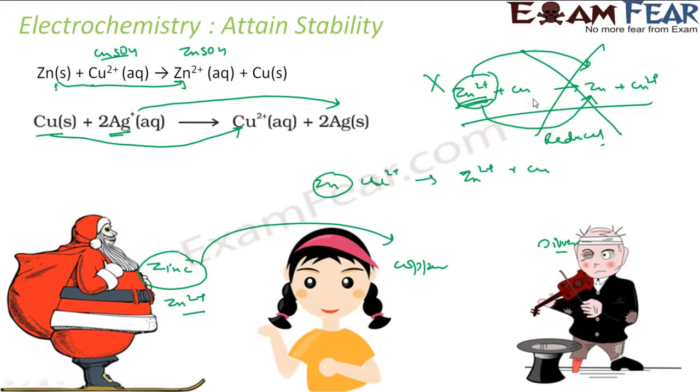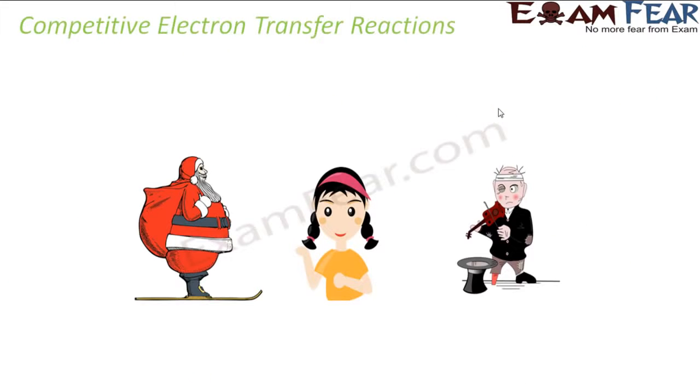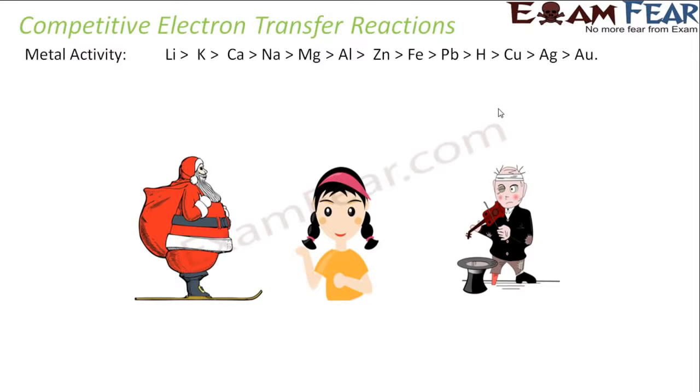If it is already Zn2+ and you react with copper, this won't happen. Zn2+ won't go to Zn. Between zinc and copper, zinc has more tendency to give electrons. Same thing between copper and silver, copper has more tendency to give electrons. So copper will have the tendency to become Cu2+. These two reactions will happen and these reactions won't happen, right? So if we talk about the competitive transfer of electrons, this is the series we have.